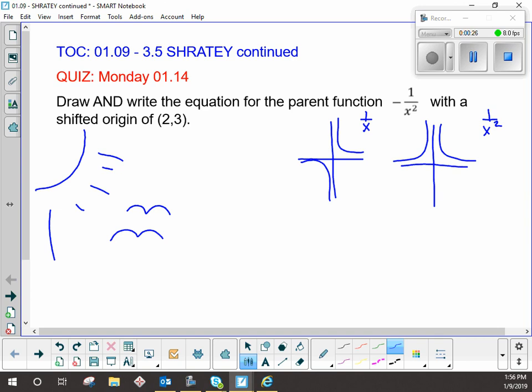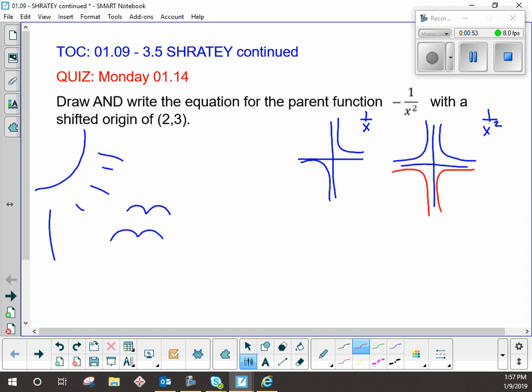So I'm going to draw that in red on the exact same graph, okay? So you can see that they're two different things. Right? So now what the problem is asking you to do is two things. Draw the new graph of that red stuff that's been shifted. The origin goes to 2, 3. So which way am I going to shift that graph? Which directions? Right and up. Okay. And then I'm going to write the equation for it.